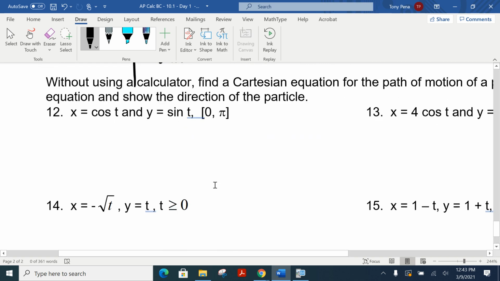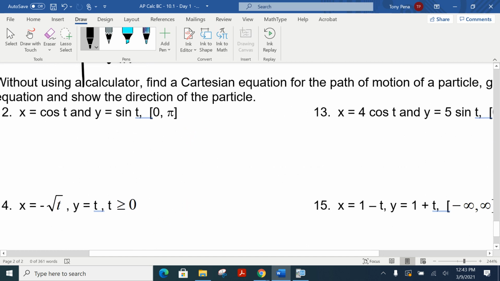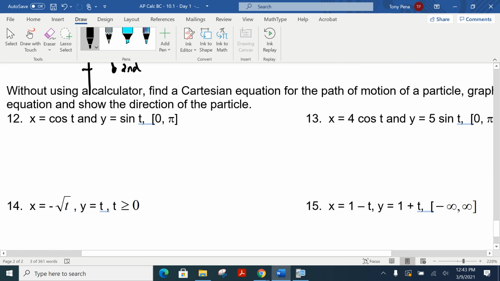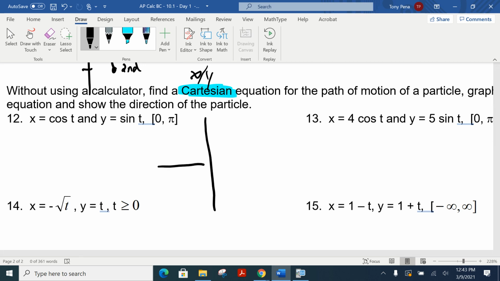All right, so now long term, here's what we want to be able to do. So let's pretend you weren't able to have your calculator out all the time. So without using a calculator, find a Cartesian equation. That just means an xy equation. So don't freak out about that. So just an equation in terms of x's and y's, normal looking equations for the path of motion. Then you're going to graph the equation, and then you're going to show the direction in which the particle travels. So for this one here, when we go to graph this, here's what we really want to do without our calculator in hand. Instead of an xy chart, we really now have 3 variables in play. So we're going to set up what's called a txy chart.